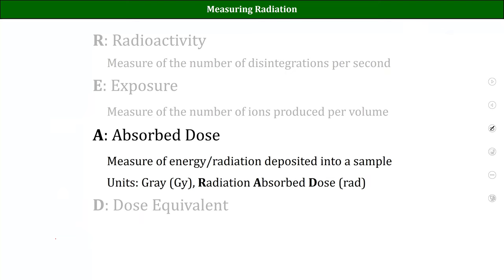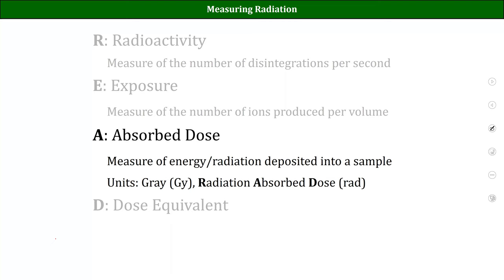And so this is not just how many ions are produced or how many charged particles are produced. It's how many are then absorbed into a tissue. It says a sample, but we don't really look all that often at radiation going into, say, a desk or something like that. But in theory, you could measure how much radiation is absorbed into a desk as well. Usually we talk about it more in terms of tissue.